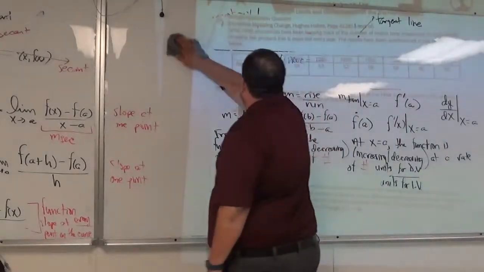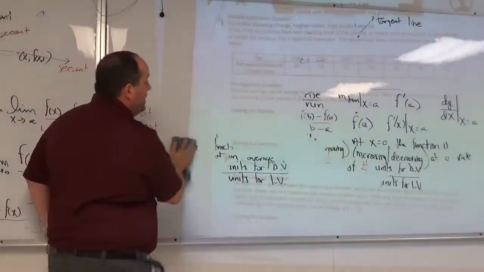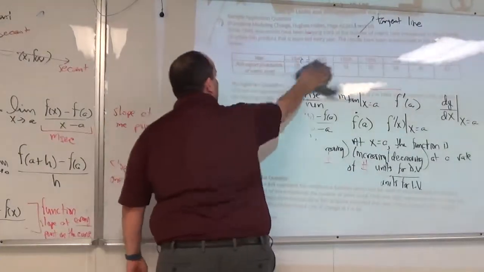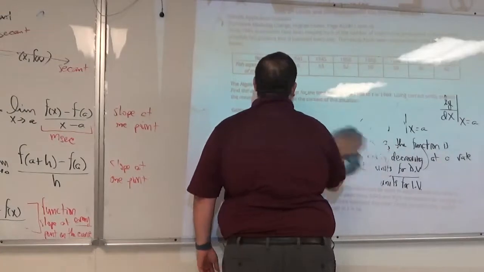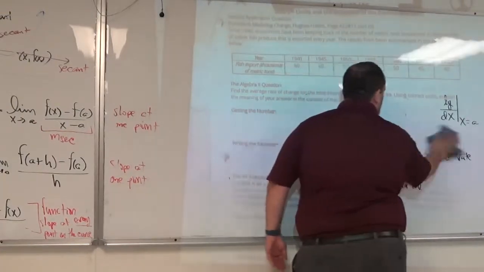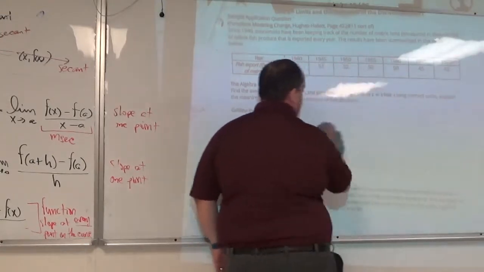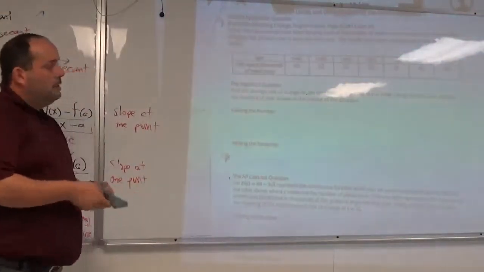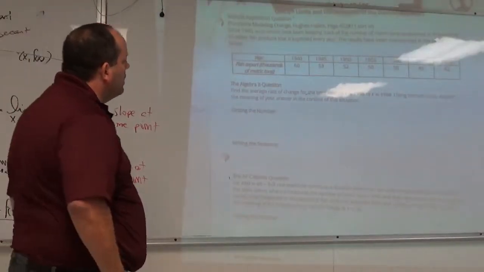Top of page 43. And I get Pedro in a long, strong, dramatic voice. Can you read the introduction to this problem? Since 1940, economists have been keeping track of the number of metric tons, measured in thousands, of edible fish produce that is exported every year. The results have been summarized in the table below.